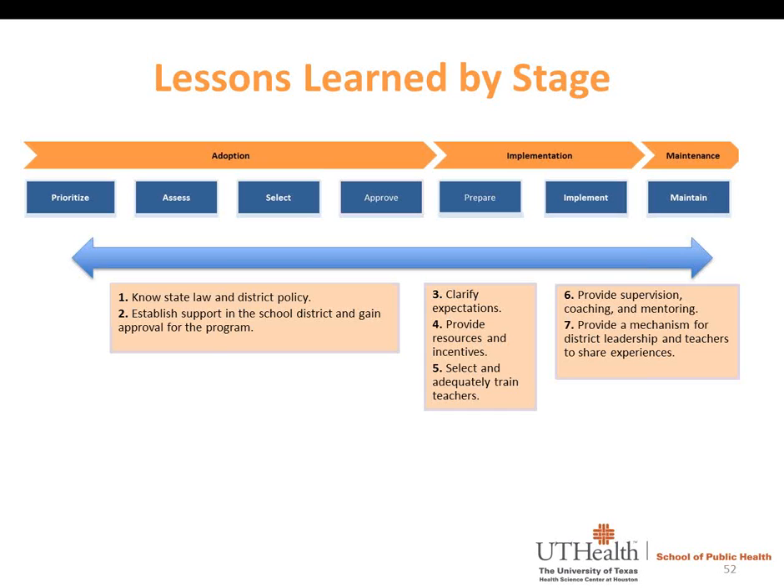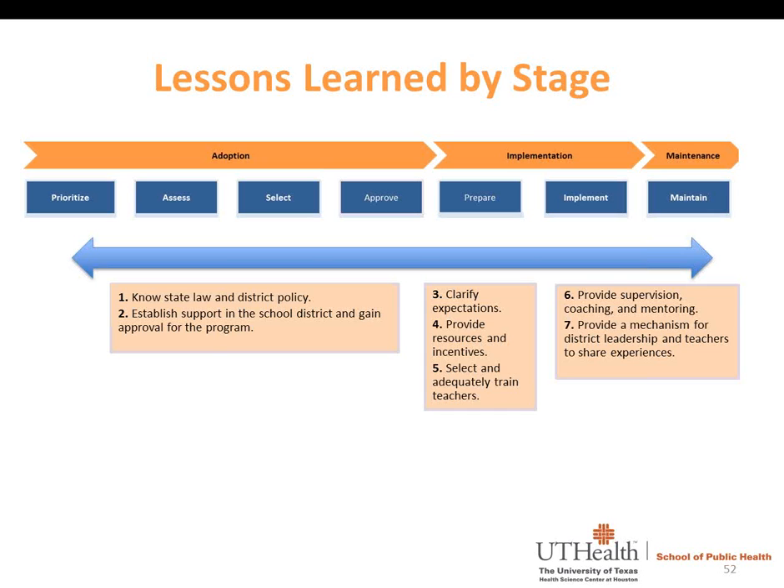The first lesson has to do with the importance of knowing your state law and your district's policy. Kyle talked about this a little bit at the beginning, so I'll go into that as well. Also, to be sure there is support in the school district and to gain approval for the program. I noticed that some of the questions that were listed before were really about that buy-in, how to really get into the schools. And so hopefully I can provide some strategies for those questions.